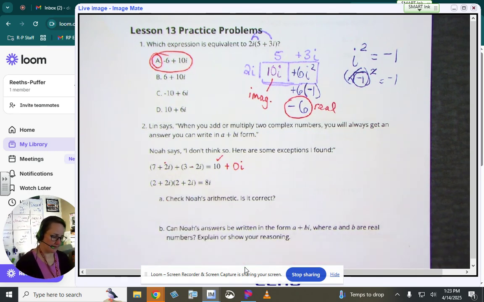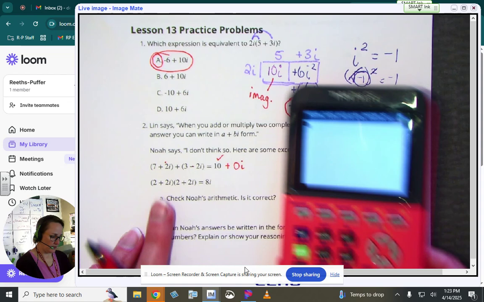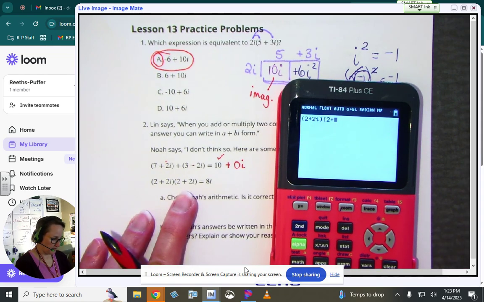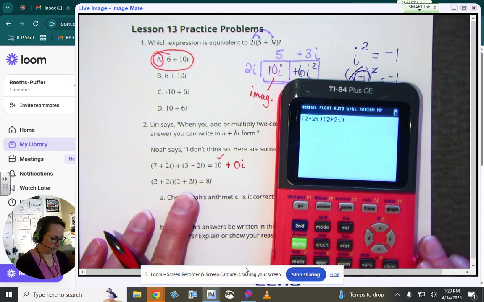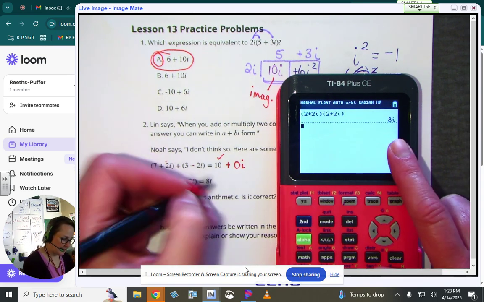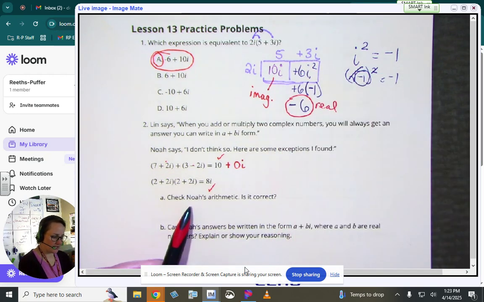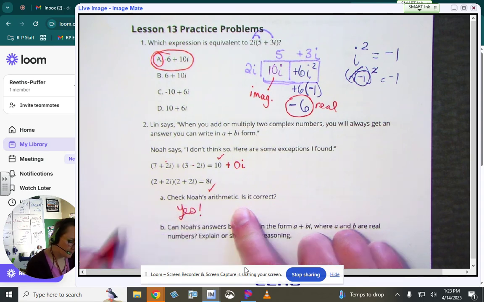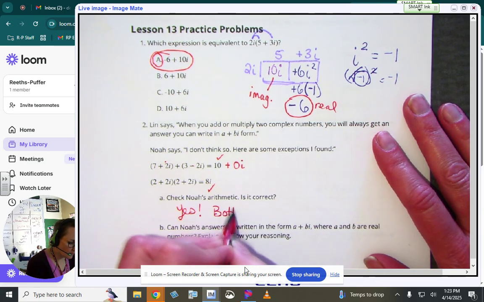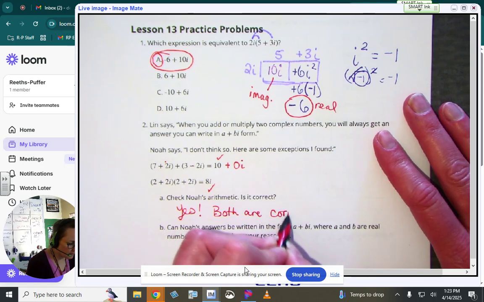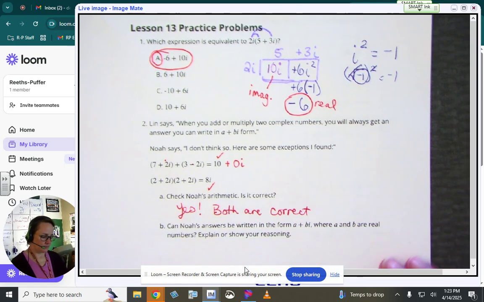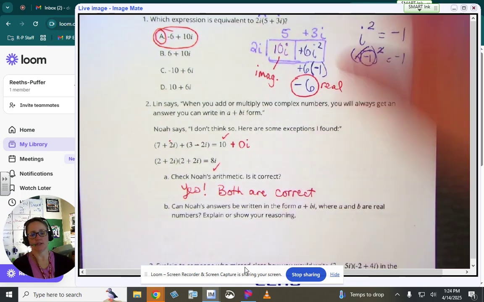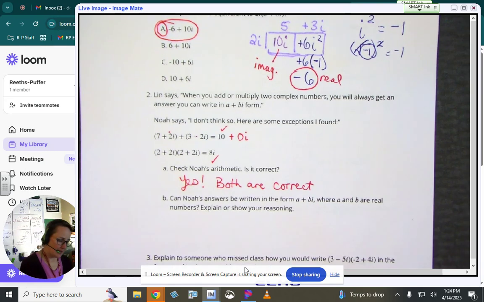Okay, so multiplying 2 plus 2i times 2 plus 2i, and he's getting 8i. So checking Noah's arithmetic, he is very much correct. Yes. Both are correct. And then it says, can Noah's answers be written in the form of a plus bi, where a and b are real numbers? I'm going to say yes.